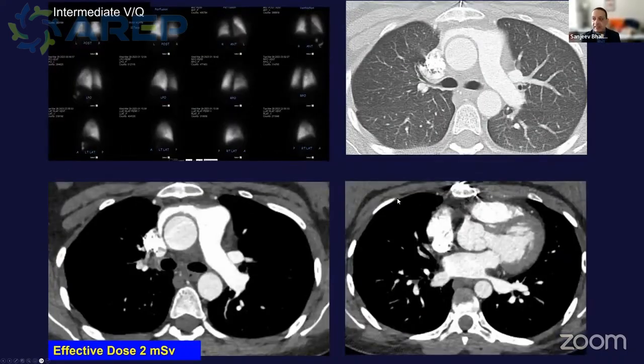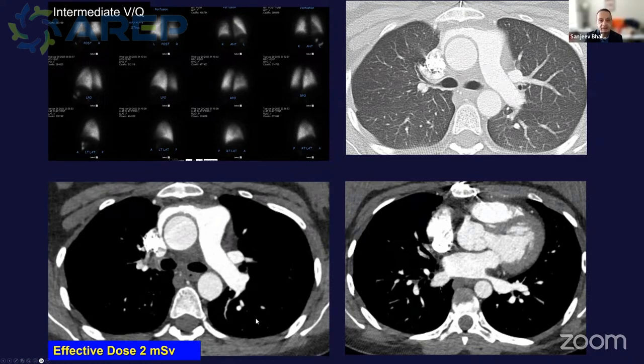Here, just an example, this was a patient who we began with a VQ scan. There were some perfusion defects, and there was some thought that this was an intermediate study. This patient has congenital heart disease and was pregnant, so we brought her back for a CT, and even using the techniques that we had, you could see that the CT had an effective dose of 2 millisieverts and still very good diagnostic quality.